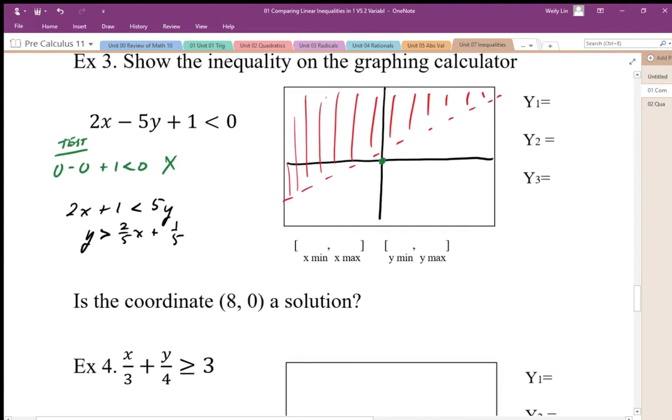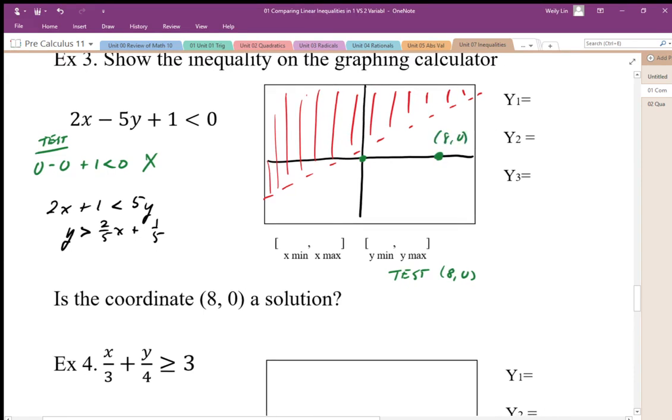So it says here, is 8, 0 a solution? Again, I tested 0, 0, but we can also test 8, 0. When I test 8 over, 0 up, that's a coordinate right about here. So there's 8, 0, and we should expect this not to work.